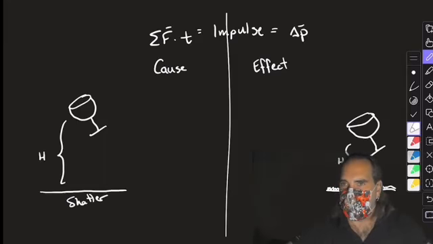The impulse was the same. In both cases, the glass was brought to rest. Therefore, the impulse on both glasses was the same. The result was different. And that's because of the cause.